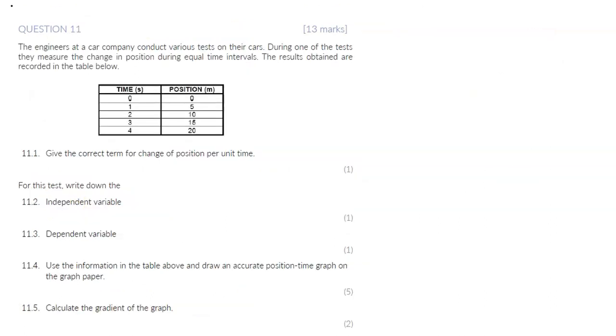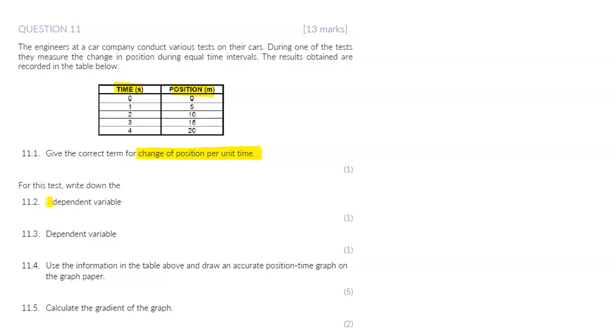Okay, so question 11. I haven't really done any experiments with you guys. So this is just a little reminder of how experiments work and the different terms that we use. So they just talk here about doing tests on cars, and the information that we collect is time and position. They ask, give the correct term for change of position per unit time.